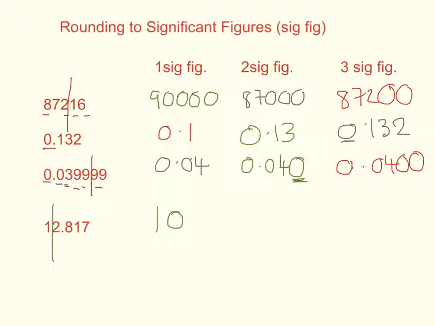For two significant figures, I want to cut it off here after the 2, in the place of the decimal place really. So the next number's an 8. The 8 means the 2 is going to round up to 13. So that's going to be 13 to two significant figures, and then three significant figures, we're going to cut it off in there. So to three significant figures, it's going to be 12.8, because the 1 means the 8 just stays the same.